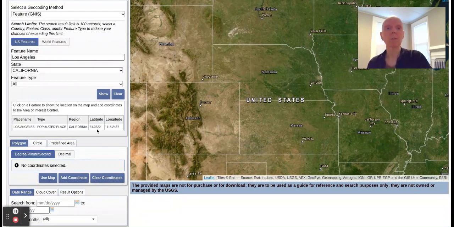So in terms of latitude, latitude and longitude are north and south. If it's north of the equator, it's going to be a positive latitude. And if it's south of the equator, it's going to be a negative latitude. So we have 34, it's a positive latitude. North of the equator, Los Angeles is north of the equator. We have a negative longitude. Los Angeles is west of Greenwich. We have a negative longitude.